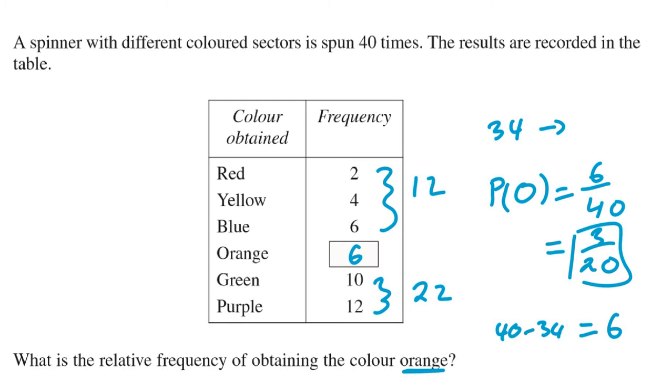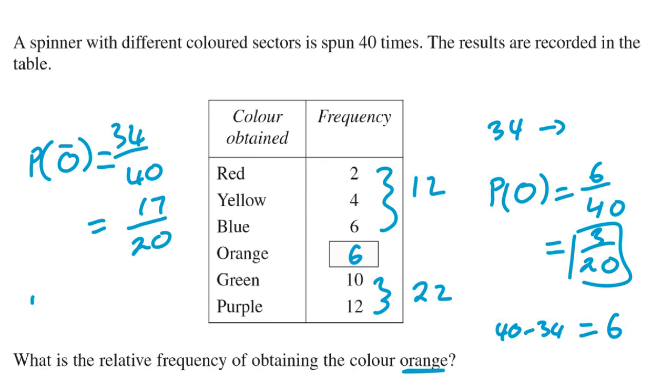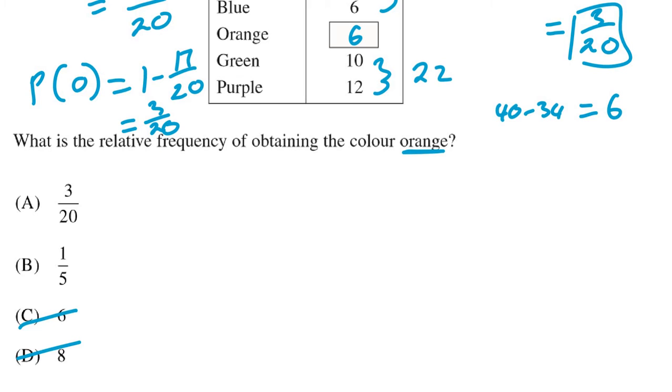That is your answer. Or I can do the probability of not orange, which is 34 out of 40. Now if we simplify this, half of 34 is 17, so 17 out of 20. So therefore, the opposite of that, the probability of orange is 1 minus 17 out of 20. So it's the same as 20 minus 17, so 3 out of 20. So your answer is A. Correct? So that's your answer. So it should be A.